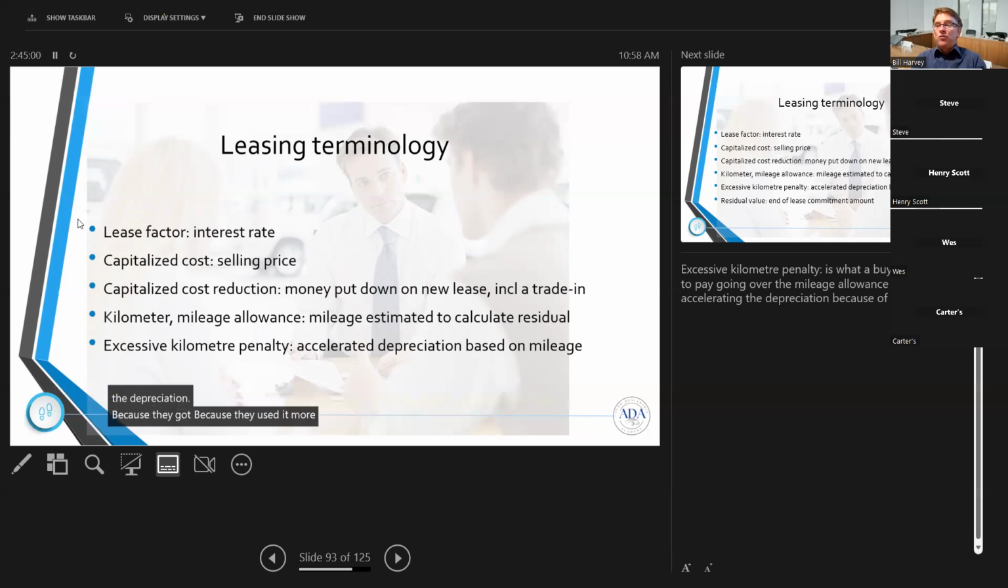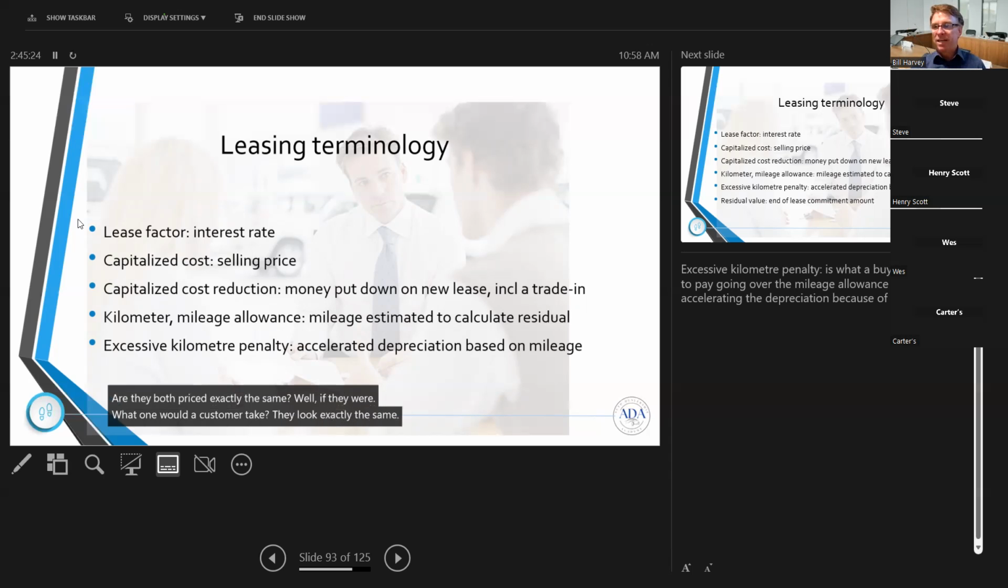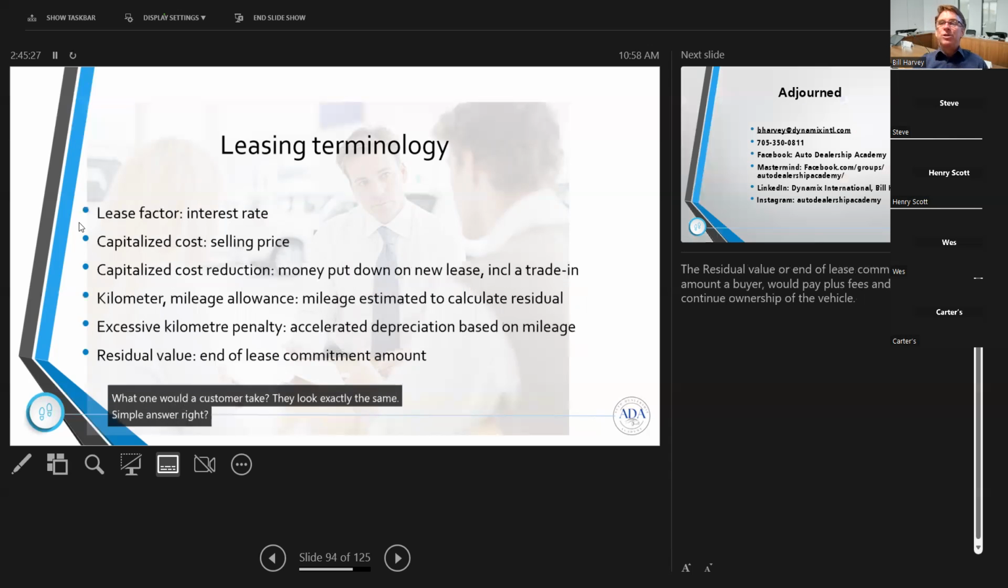Plain and simple. If there are 2 vehicles on the used car lot, same color, same trim level, same year, same make, same model. One has 60,000 kilometers or miles on it. The other one has 80,000 kilometers or miles on it. Are they both priced exactly the same? Well, if they were, which one would a customer take? They look exactly the same. Simple answer, right?